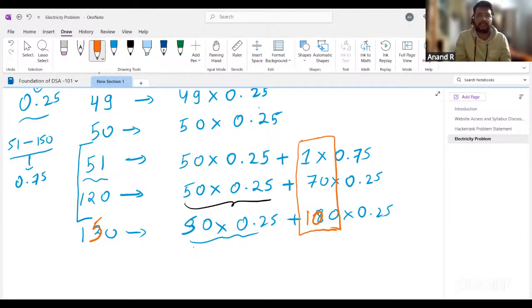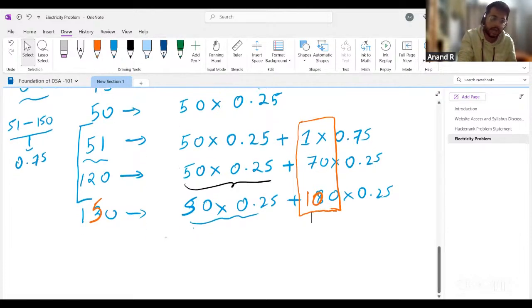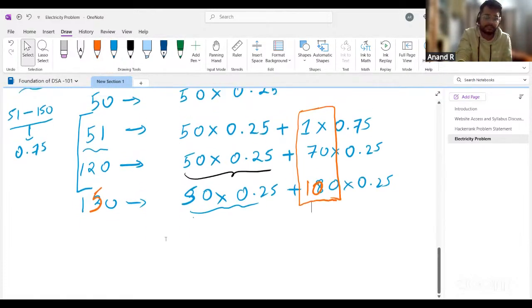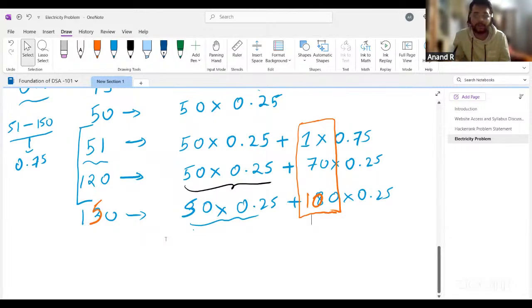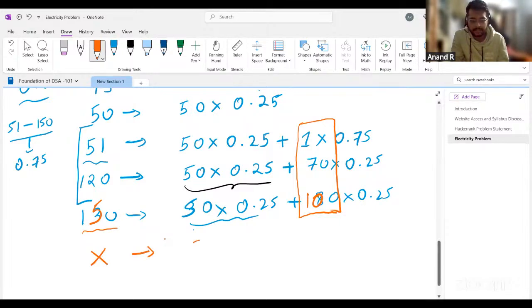How will you calculate that? Just take it as a simple mathematical problem statement. How will you come up with a formula such that it works for all the units of 51, 52 till 150? Let's consider it as x. If you're computing it for x, can I say that it is 50 into 0.25? This particular part is fixed, right? Plus something over here into 0.75.